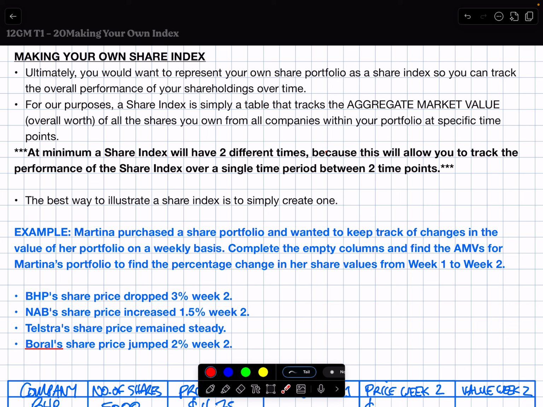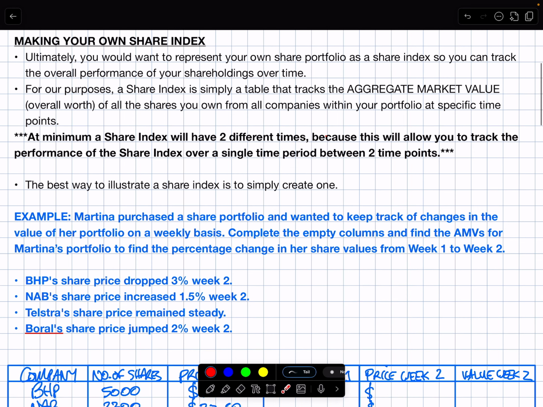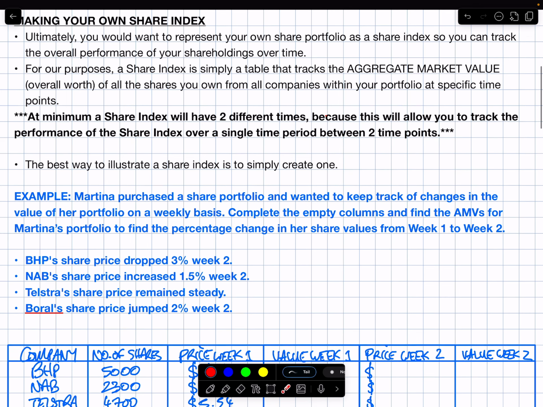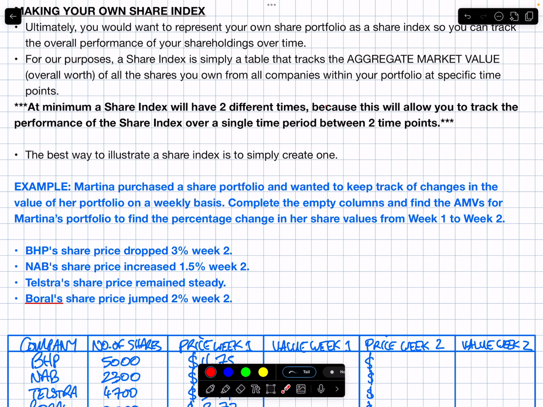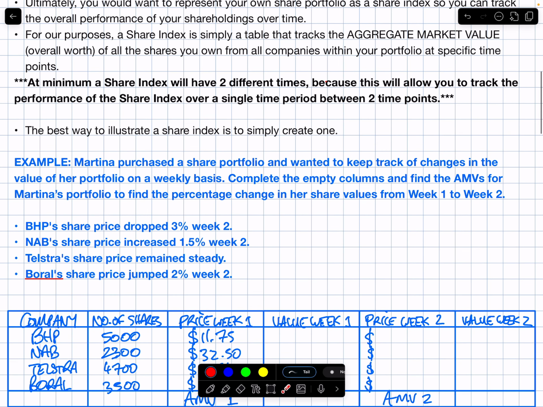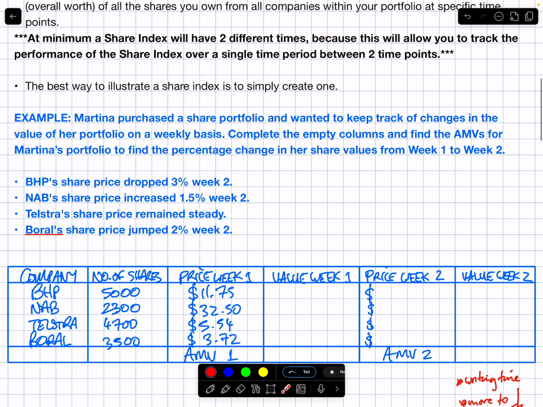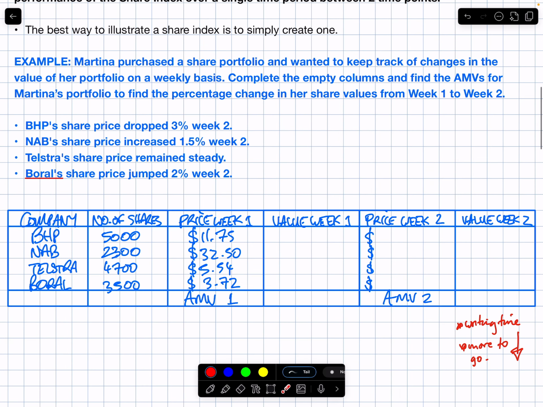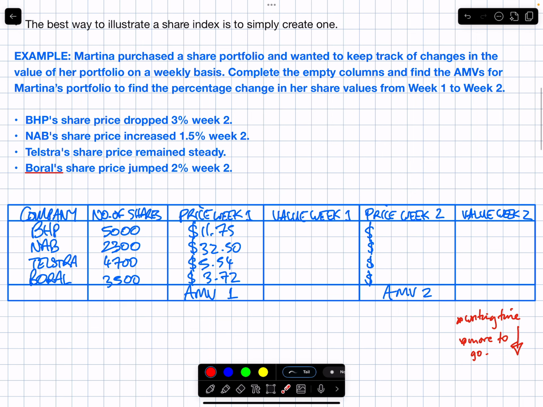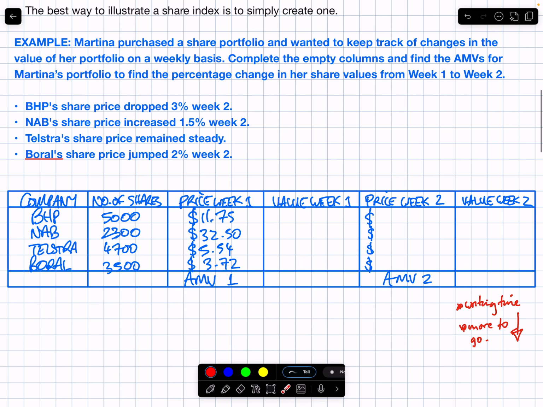Because we're tracking a portfolio at specific times, at minimum, a share index is going to have 2 different times because that's going to allow you to track the performance of the share index over a single time period between 2 time points. Now, the best way to illustrate a share index is just to make one. We've got Martina here. She purchased a share portfolio and wanted to keep track of changes in the value on a weekly basis. Complete the empty columns, find the AMVs for Martina's portfolio to find the percentage change in her share values from week 1 to week 2.